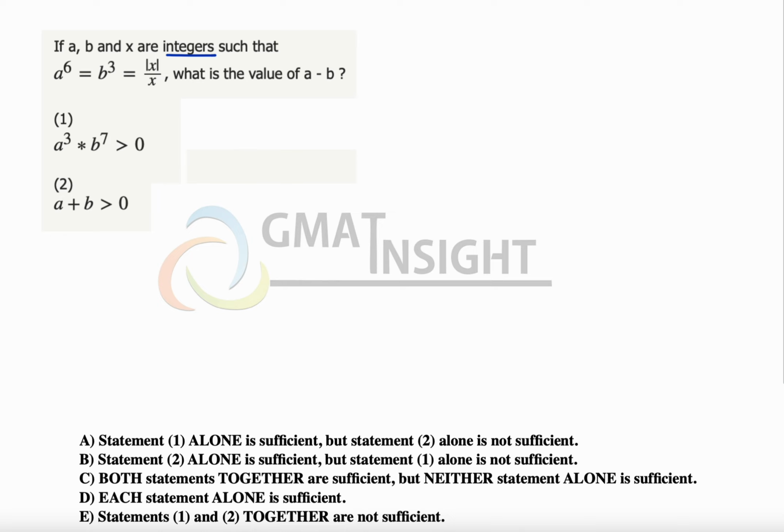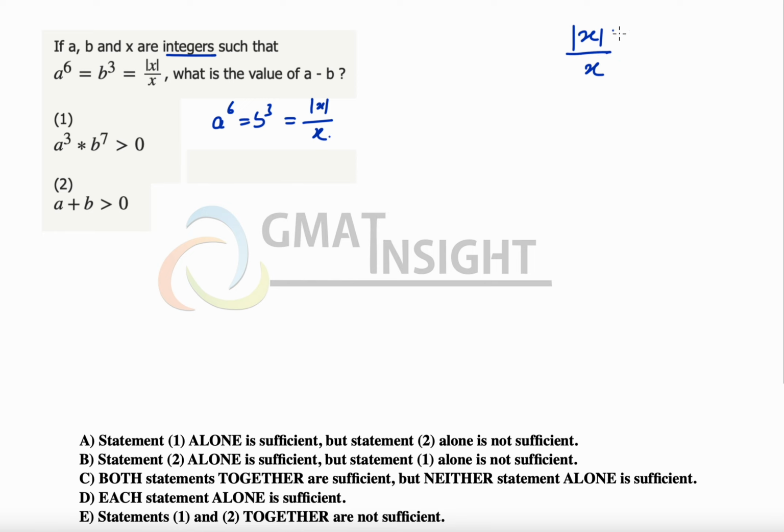Let me just write this down once again: a raised to the power 6 is equal to b raised to the power 3, which is equal to mod of x over x. Now understand one thing, mod of x over x.